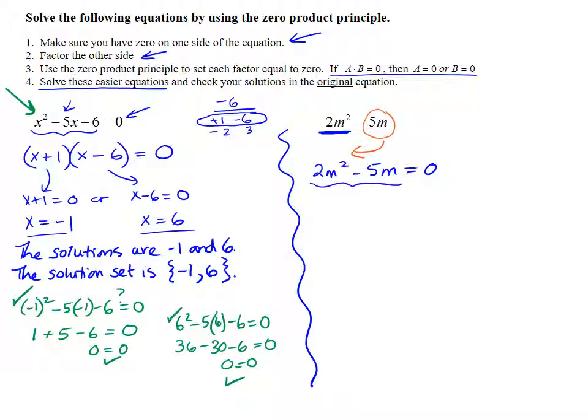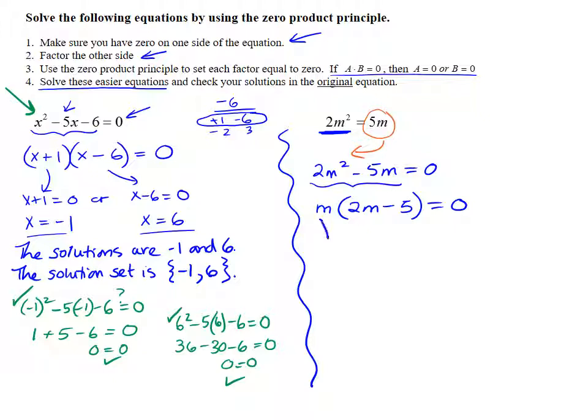This is a binomial that we want to factor. Remember, to factor binomials, the first step is always look for something common. The m is common, so we'll take it out and in parentheses leave what's left, which would be 2m minus 5. Take a moment to double check that you factored correctly. So multiply back through. M times 2m is 2m squared. M times negative 5 is negative 5m.